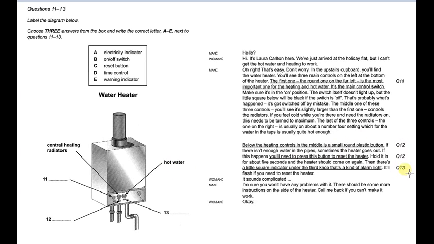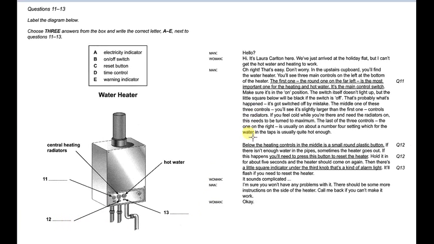And then down here we have numbers 12 and 13. Below the heating controls in the middle, okay, there we go, number 12, is a small round plastic button. If there isn't enough water in the pipes, sometimes the heater goes out. If this happens, you'll need to press this button to reset the heater. Okay, so we know button, we can guess it's C, and then we hear the word reset, which confirms it. Okay, so the word button is a big key there. Number 12 should be C.